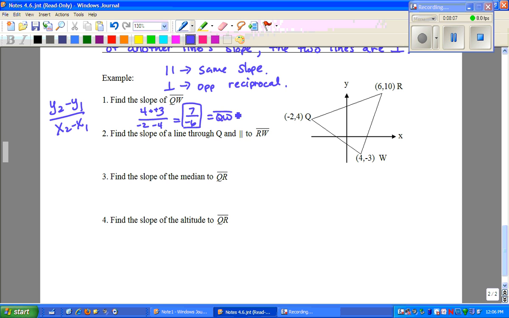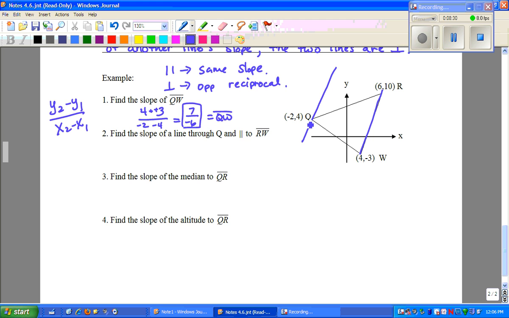Okay. Number 2, find the slope of a line through Q and is parallel to RW. So that means it won't intersect RW. So here's RW. We need a line through Q, but it's going to be parallel, so it's got to slant the same way. So basically, the line has to go like this. It's going through that one. Okay, so it's going through Q.